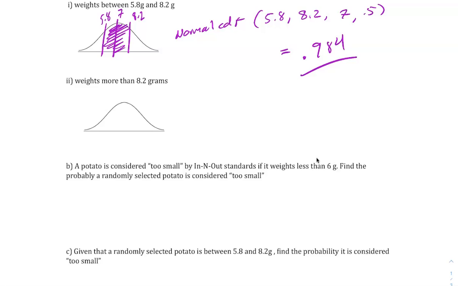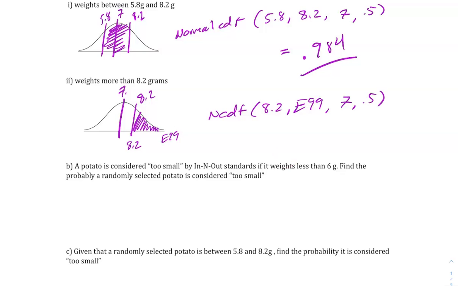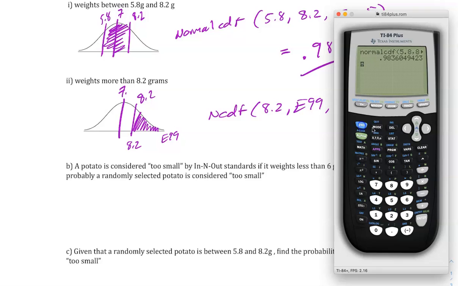Weighs more than 8.2 grams. So we're right here at 7. And then here's 8.2. So just this part. So it's going to go 8.2 to E99. So normal CDF, 8.2, E99, 7, and 0.5. So second distribution, normal CDF, 8.2, E99. Everything else is the same. So we get about 0.008.